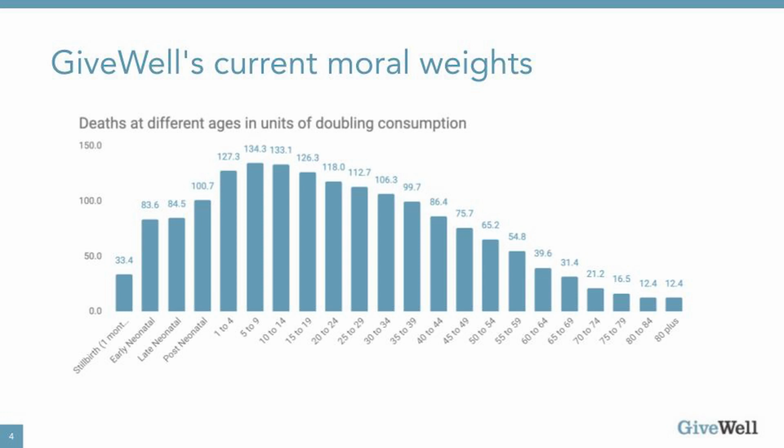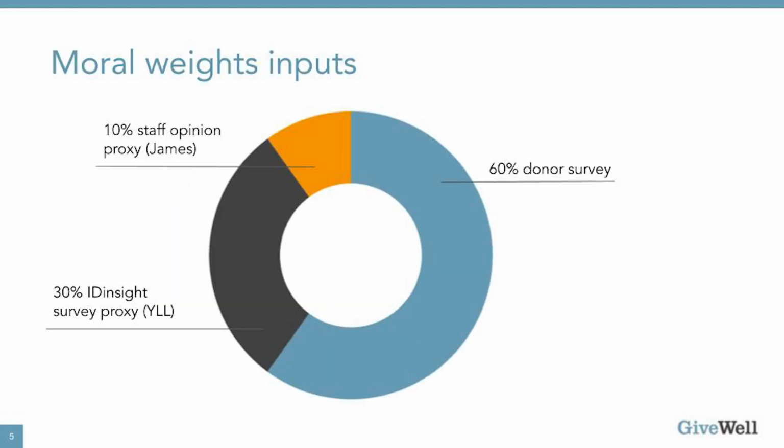And so another question that might come to mind is, what goes into GiveWell's moral weights? How do we come up with these really specific numbers that we think are valuable, but as I mentioned before, don't think are as precise as the numbers might suggest? We do this in a few different ways. About 60% of the input comes from a donor survey. In 2019 or 2020, I don't remember which one, we did a survey of about 80 GiveWell donors to ask them how they would make these same types of trade-offs.